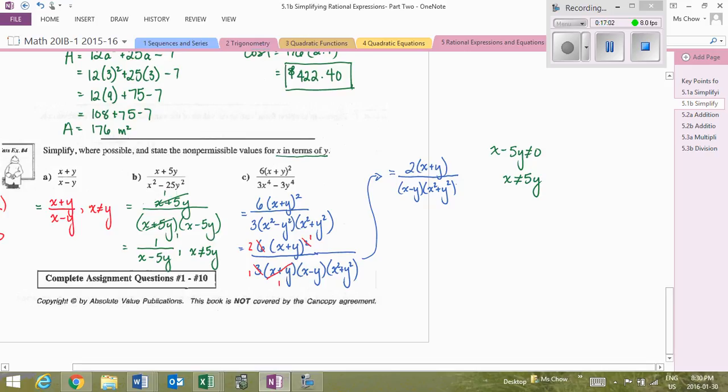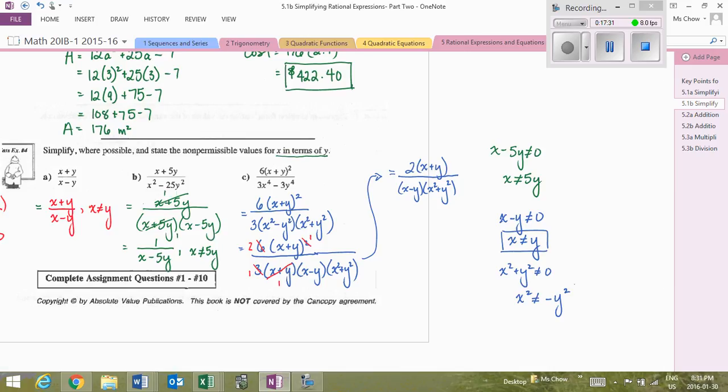So for restrictions right here, we're looking at the fact that x minus y cannot equal 0. So again, for this, x cannot equal positive y, that's 1. And the second one is x squared plus y squared cannot equal 0, and so x squared cannot equal negative y squared. Okay? And that, of course, is unlikely to happen, because when you square it, it's not going to end up being a negative.